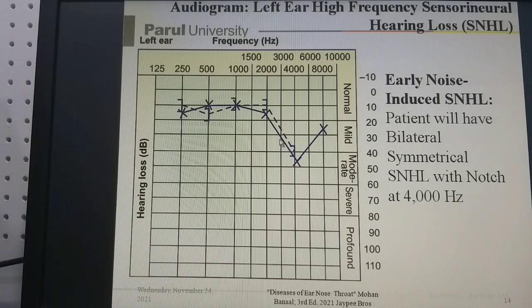Because with the passage of time, this dip that is there at 4000 Hz will spread and get widened, and then the higher frequencies, and even the lower frequencies, will be affected with the passage of time. So this is showing you the early noise-induced sensory neural hearing loss.